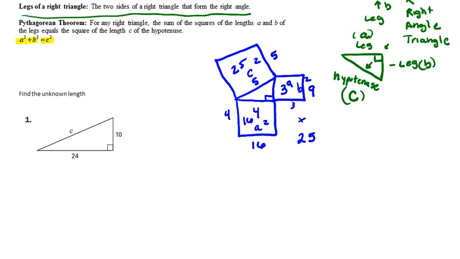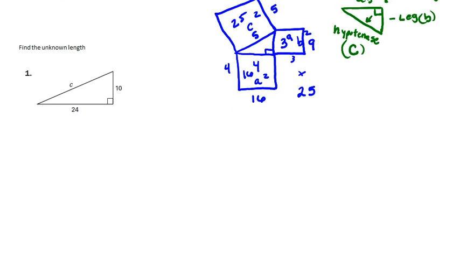Now let's apply it to finding an unknown length. So in this particular triangle, I don't know what c is. Now, before you do anything, you want to make sure that you know where the hypotenuse is. Now, c is a pretty big hint, but if I find my right angle, I know the two sides forming the right angle are the legs of my triangle, and I know the side opposite my right angle would be the hypotenuse.